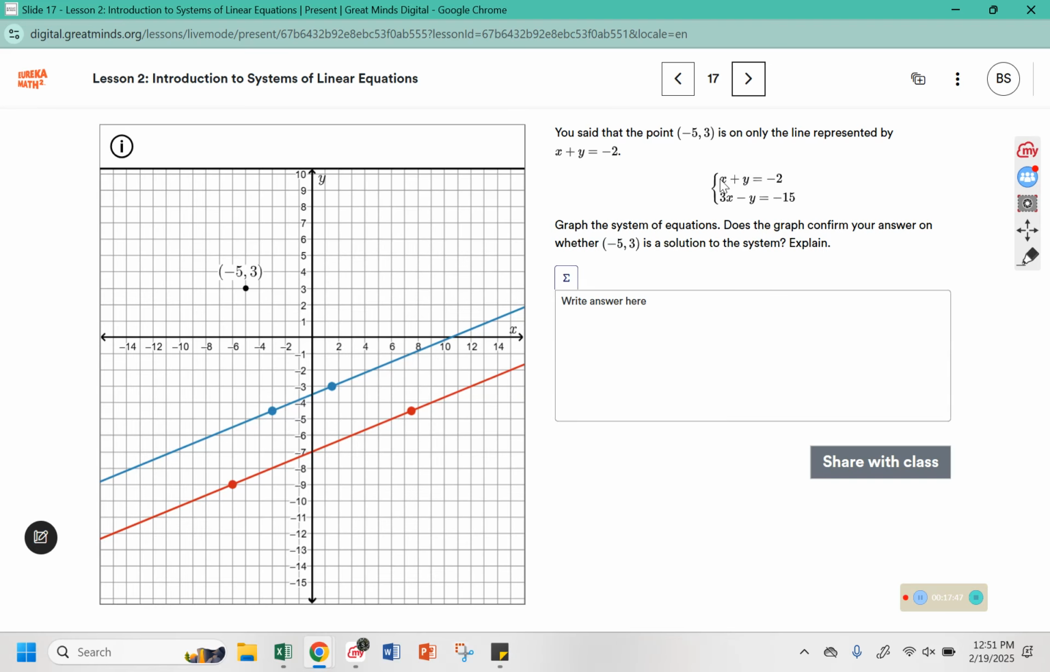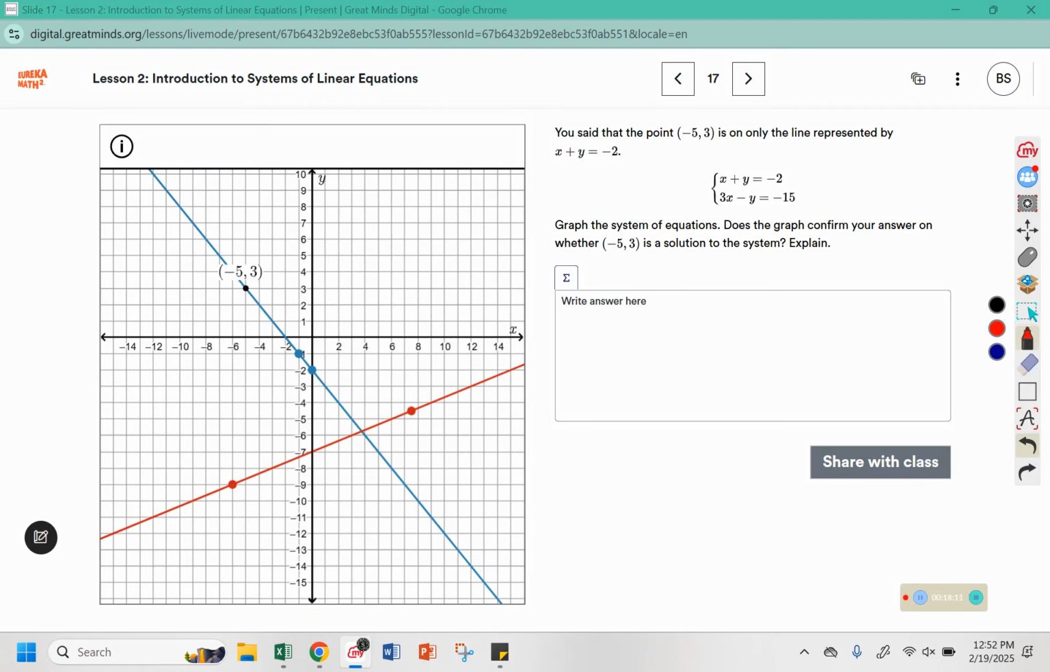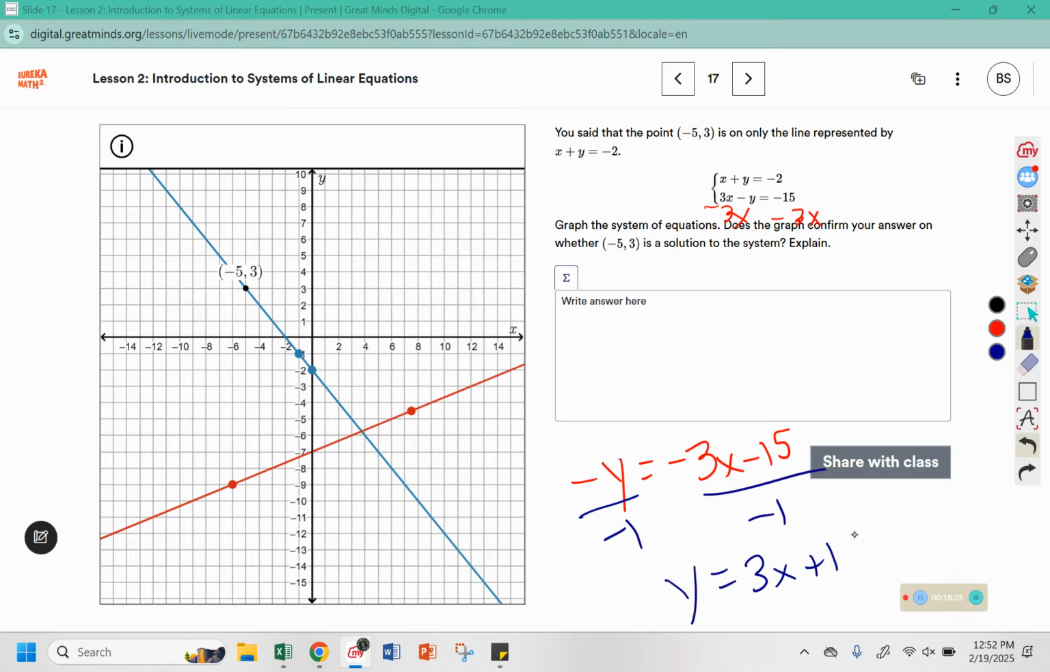Well, we need two values that add to negative 2. So that could be like negative 1 and negative 1, or 0 and negative 2. For this one, we need values that make negative 15. You might also change it into slope-intercept form. To do that, we would subtract the 3x from both sides. That would give us negative y equals negative 3x minus 15. And then if we divide by negative 1, that turns it into y equals 3x plus 15.